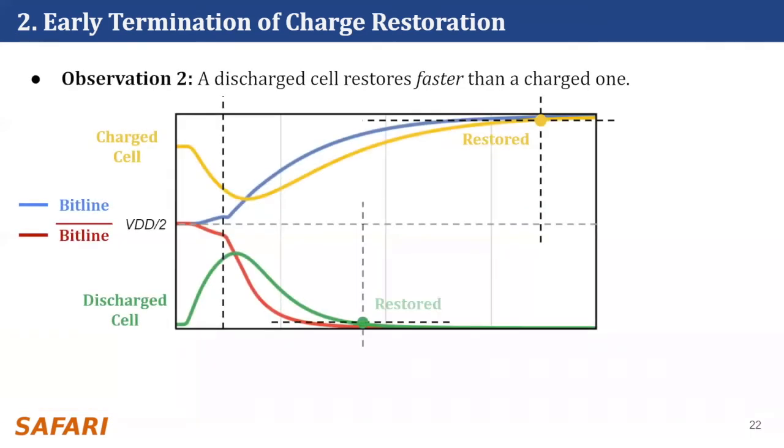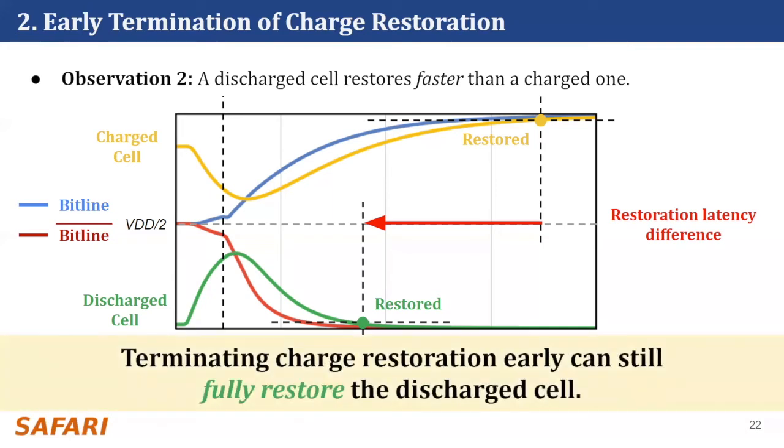Second, a discharged cell restores much faster than a charged one. This is because the restoration current of a charging cell is limited more than that of a discharging cell. In other words, if we terminate the charge restoration process of a logical cell earlier, we can still have the discharged cell fully restored. Leveraging these two observations, we reduce tRAS by terminating the charge restoration process early. Our SPICE simulation shows that tRAS could be significantly reduced with only a marginal negative impact on tRCD due to the reduced charge level in the cell prior to deactivation.